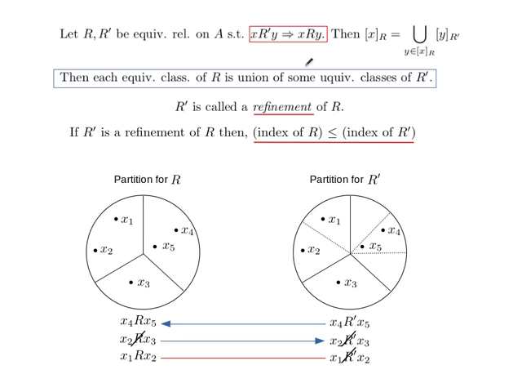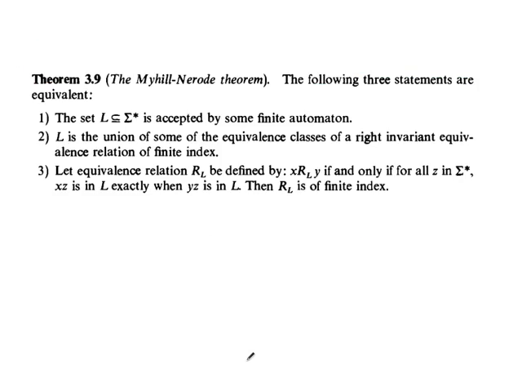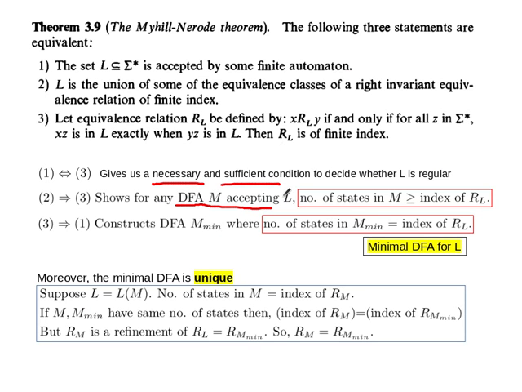So then from here, even before proving this, we had that RM is a refinement of RL if L is regular. So if this L is regular and it is accepted by this DFA M, then RM is a refinement of RL. So the index of RM is at least as much as the index of RL. But now this index of RM is precisely the number of states in M, right?